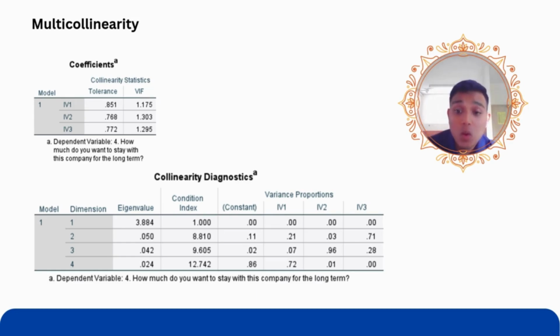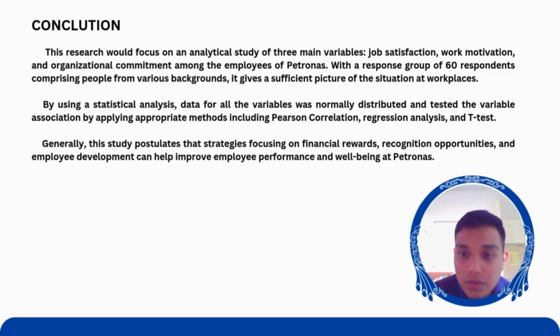For the final conclusion, IV1, IV2, and IV3 do not show signs of multicollinearity. This means all independent variables can be analyzed individually without issue of redundancy or overlap. For conclusion, this research will focus on an analytical study of three main variables.